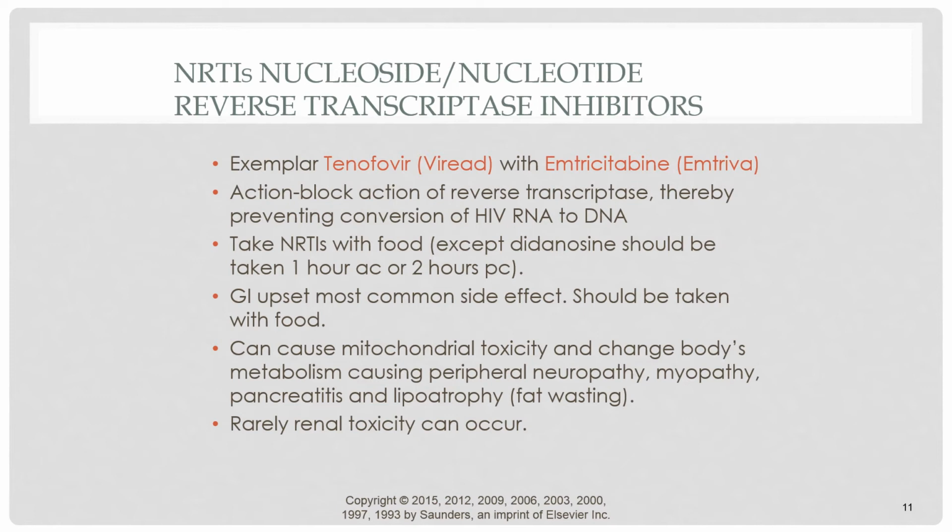So this can cause mitochondrial toxicity and change the body's metabolism. So we're trying to affect with these medications the ability of a human cell's nucleus to use the HIV RNA and make new little baby HIVs. That's what we're trying to do here. And unfortunately, depending on your cell chemistry and your own mitochondrial DNA, we can upset that process, and we can cause things like peripheral neuropathy, myopathy, pancreatitis, and lipoatrophy or fat wasting. And once in a while, you can get renal toxicity.